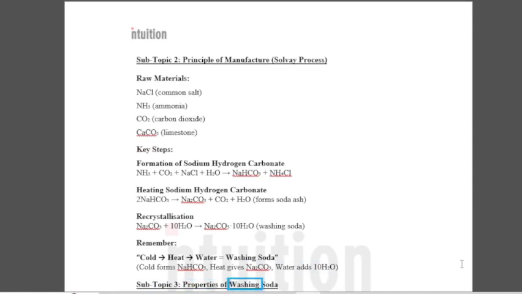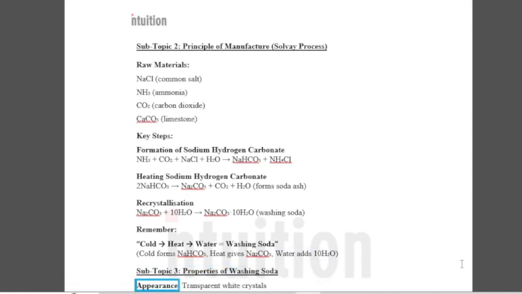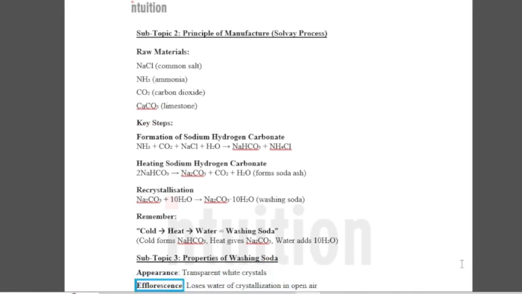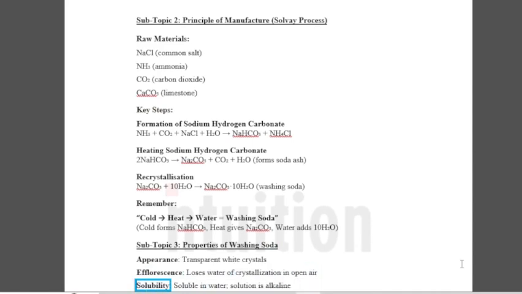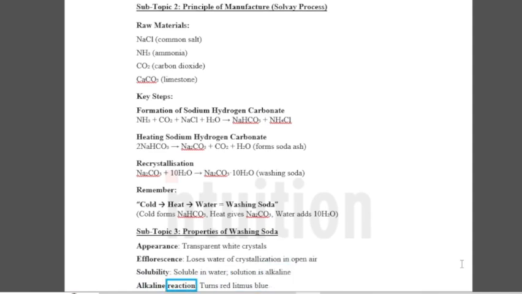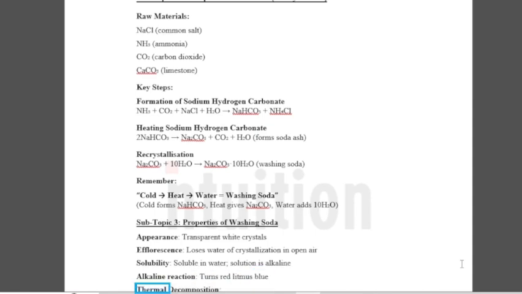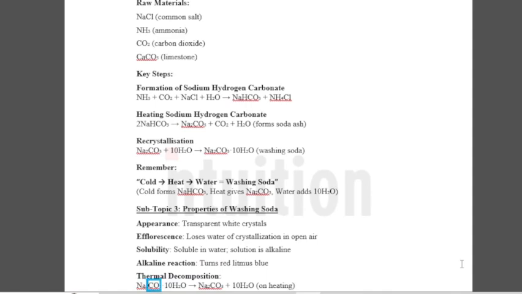Subtopic 3. Properties of washing soda. Appearance: transparent white crystals. Efflorescence: loses water of crystallization in open air. Solubility: soluble in water. The solution is alkaline. Alkaline reaction: turns red litmus blue. Thermal decomposition: Na₂CO₃·10H₂O gives Na₂CO₃ + 10H₂O on heating.